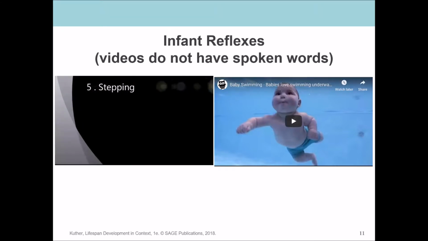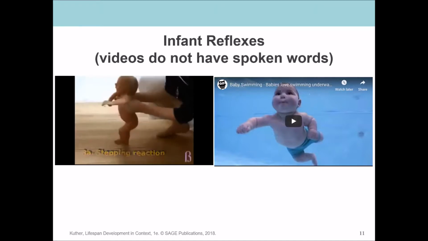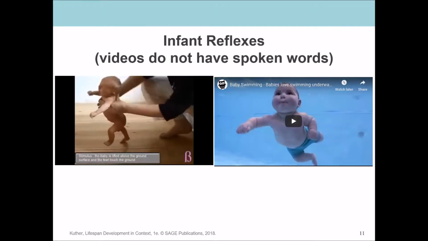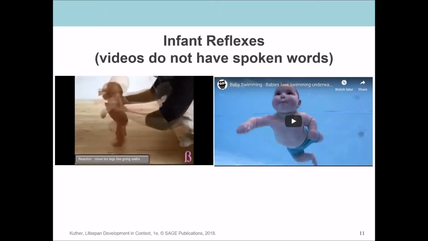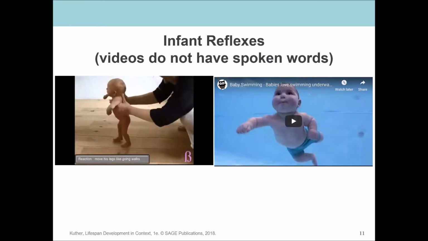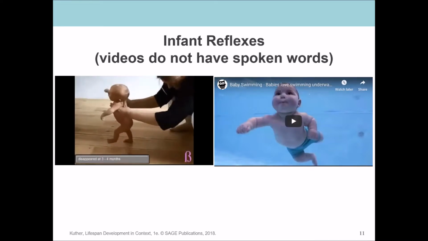Five is the stepping reflex. So this is showing a stepping reaction. The stimulus, the baby is lifted above the ground surface and the feet touch the ground, and the reaction is he moves his legs like going on a walk. This disappears at 3 to 4 months.